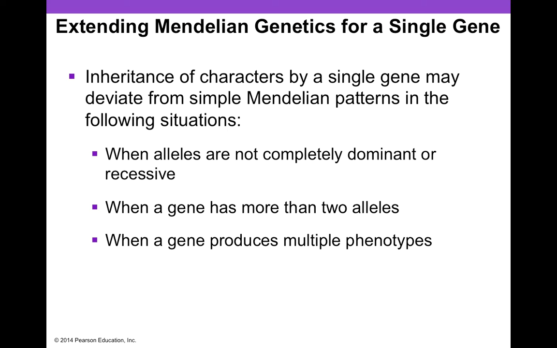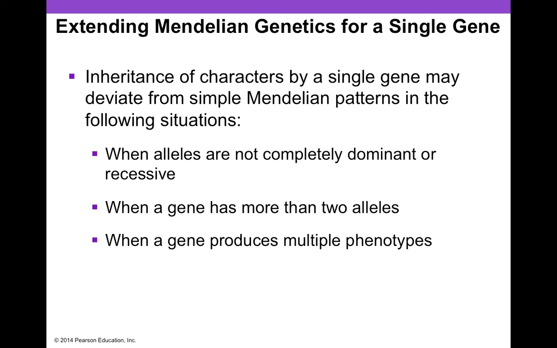First, let's look at inheritance patterns that only involve one gene. Three situations where inheritance patterns will not follow simple dominant recessive rules are when the alleles are not completely dominant or recessive. This can be either incomplete dominance or codominance. Second, a gene can have more than two alleles. This is called multiple alleles. And third, in some cases, one single gene can produce multiple phenotypes. This is called pleiotropy.